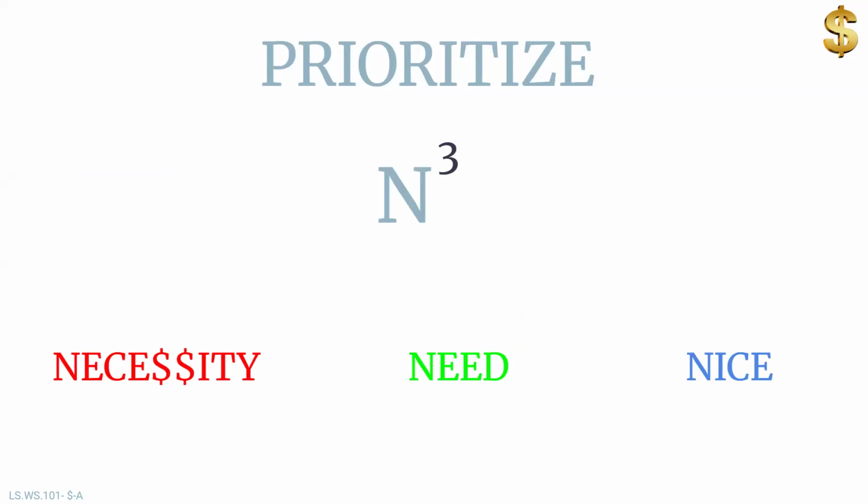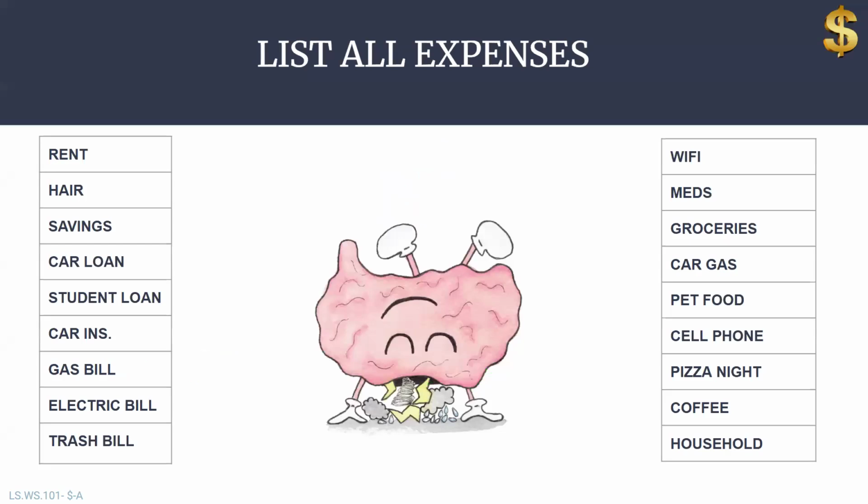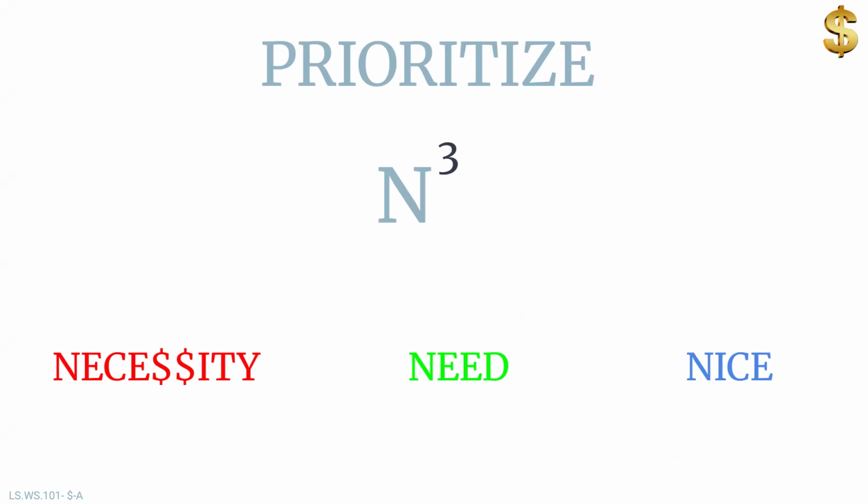You're going to list all of these things right here, just like you did in the brain dump. You're going to dump those in a column, and then you're going to assign, which is the prioritizing. What is necessity versus need versus nice? Now, let me explain. Necessity is things that you absolutely have to have in this life. That is, we're starting at the very bottom of Maslow's hierarchy of needs.